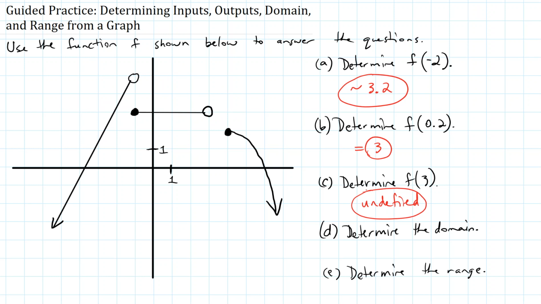Determine the domain. The domain is negative infinity all the way to 3, parenthesis, union, bracket, 4, comma, infinity, parenthesis. The range is negative infinity, comma, 5, parenthesis. So if you didn't get some of those answers right, go back, see if you can figure out what you did wrong, and good luck.